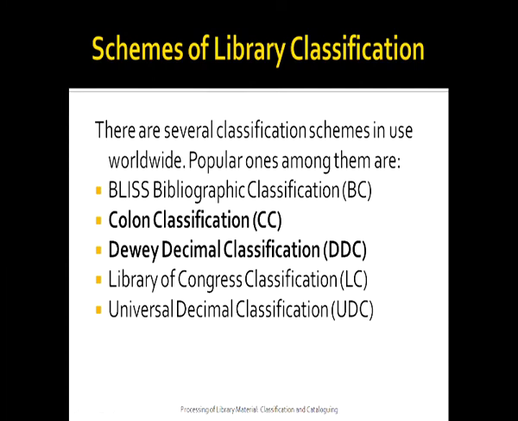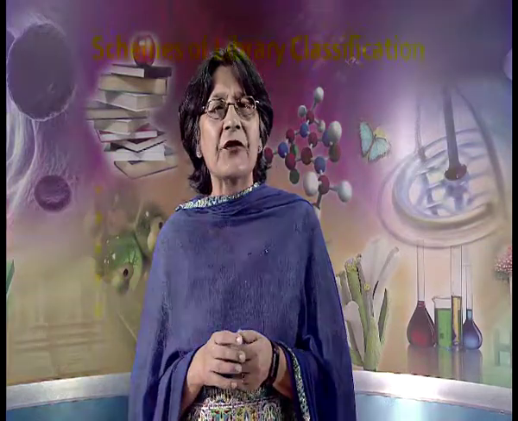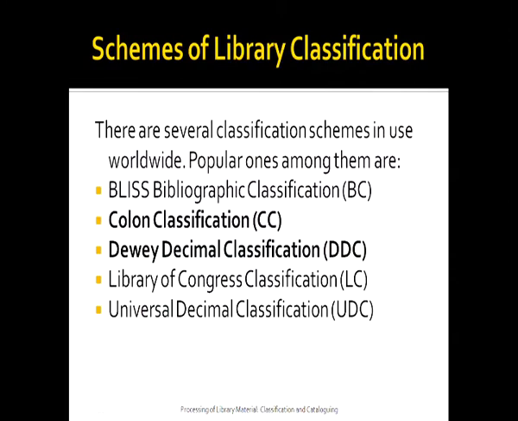Then there is the Colon classification. This is given by Dr. S.R. Ranganathan. This is the most popular scheme in India. And then Dewey Decimal Classification. Originator for this was Melville Dewey. In fact, this was the first popular classification scheme that came into being in libraries. Then there is the Library of Congress classification, and based on the Dewey Decimal Classification, there is the Universal Decimal Classification. So, although there are many more classification schemes, we are only talking about a few of them.